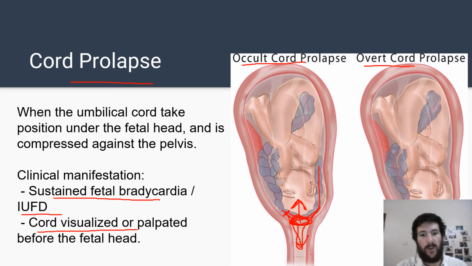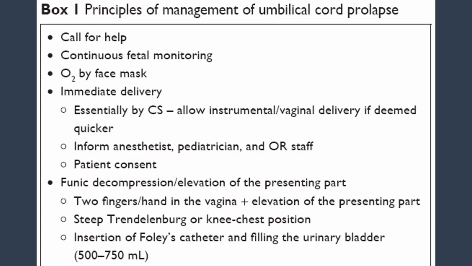We can see the cord visualized or palpated before the fetal head, as I said to you in the vaginal examination. So, what are the principles of the management of the umbilical cord prolapse? The definitive treatment is very important to know. That is the emergency cesarean section. We need to do that before 10 minutes because the baby can die.